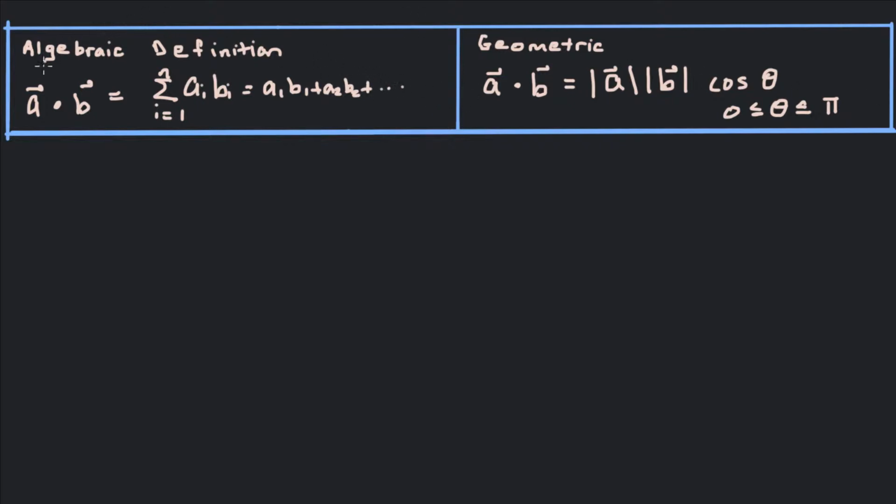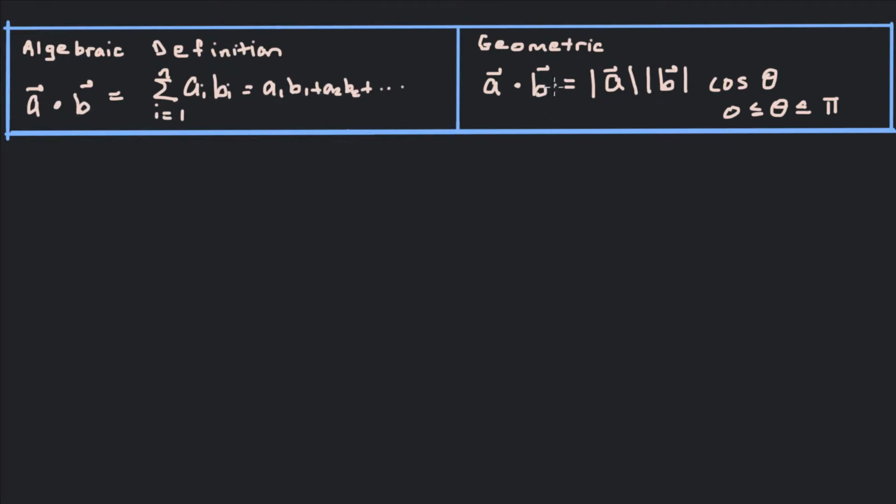The first one, the analytic or the algebraic definition, would just be the multiplication of the corresponding components and then adding all those together. That would be given in summation notation here: a_i times b_i, added from 1 to n. So a1 b1 plus a2 b2 plus a3 b3. Just multiply the corresponding components and then add all the terms together.